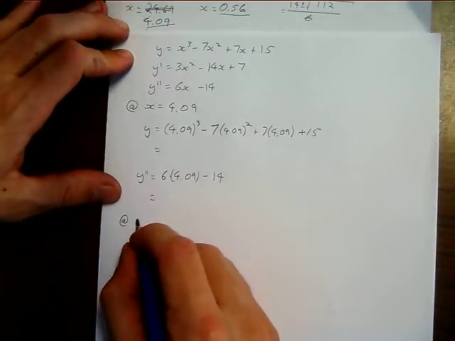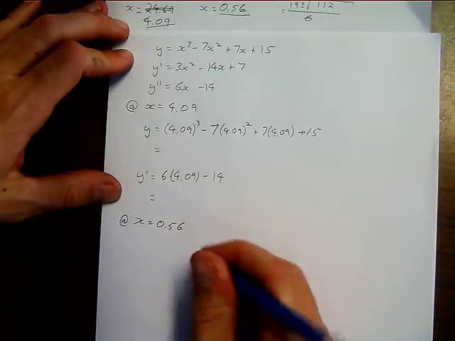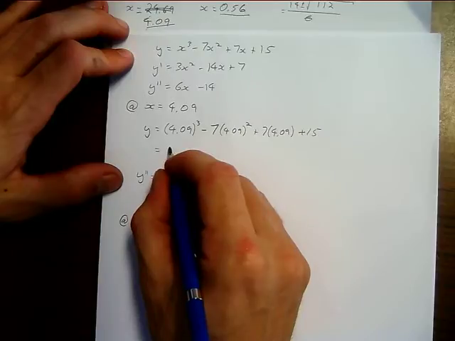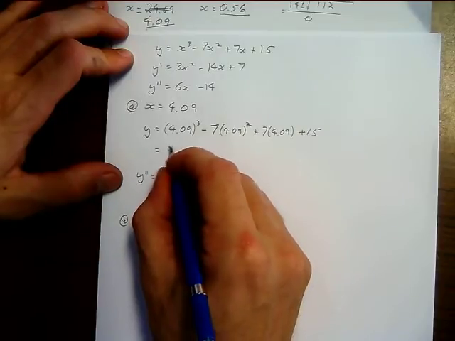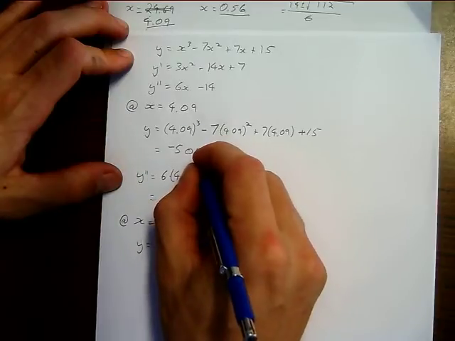And I'll do our other one too, x equals 0.56. Negative 5.048. So the y value? Yeah, negative 5.048.